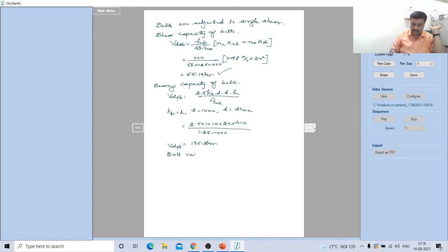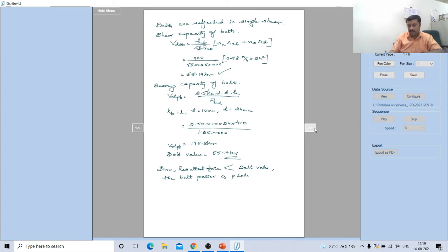So therefore, your bolt value will be the shear capacity of the bolt. So bolt value is 65.19 kilonewton, correct? Whenever you want to check the adequacy, your resultant force should be lesser than the bolt value. Since the resultant force is lesser than the bolt value, the bolt pattern and the plate are adequate. That was the question, correct?